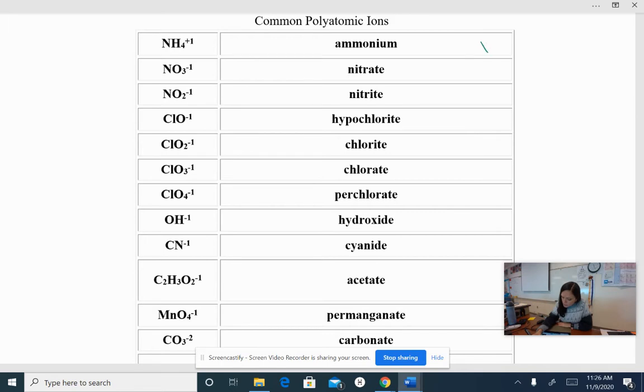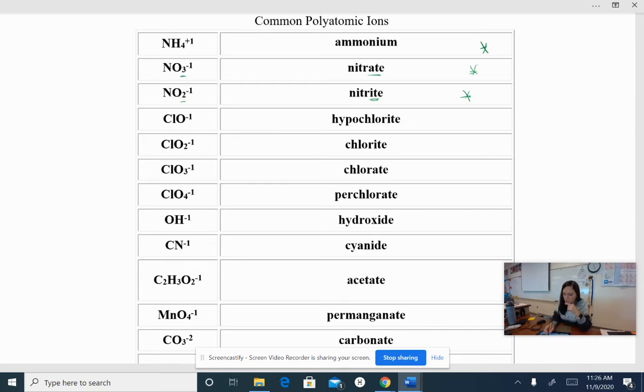We have ammonium, we have nitrate, and we have nitrite. Now notice these are different with just one letter. Nitrate gives us 3 oxygens. Nitrite gives us 2 oxygens. So pay attention to the spelling and the verbiage, nitrate versus nitrite. Okay, so you've got to listen carefully and you've got to pay attention to the spelling.